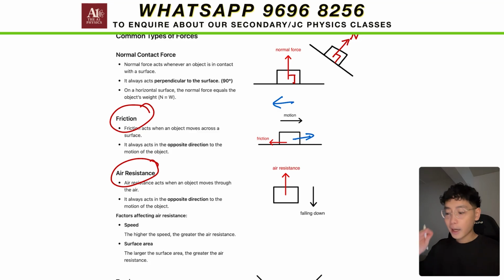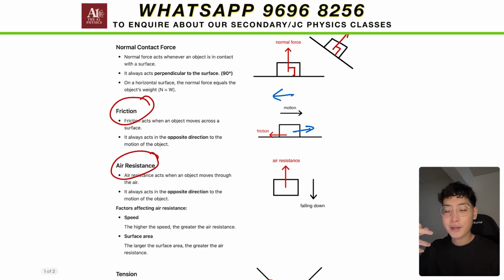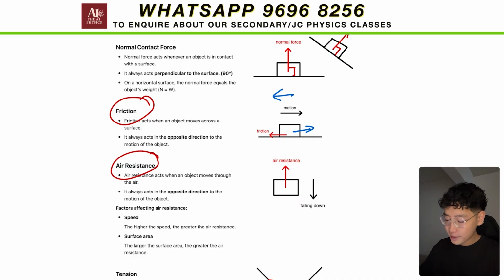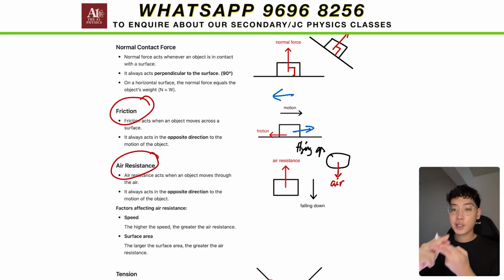Air resistance is kind of the same thing, except that air resistance happens in air. So if you're falling downwards, then the air will try to push you upwards to slow you down. Similarly, in the other case, if you were flying upwards, then the air resistance will try to push you downwards. So air resistance and friction both always act in the opposite direction of the movement.